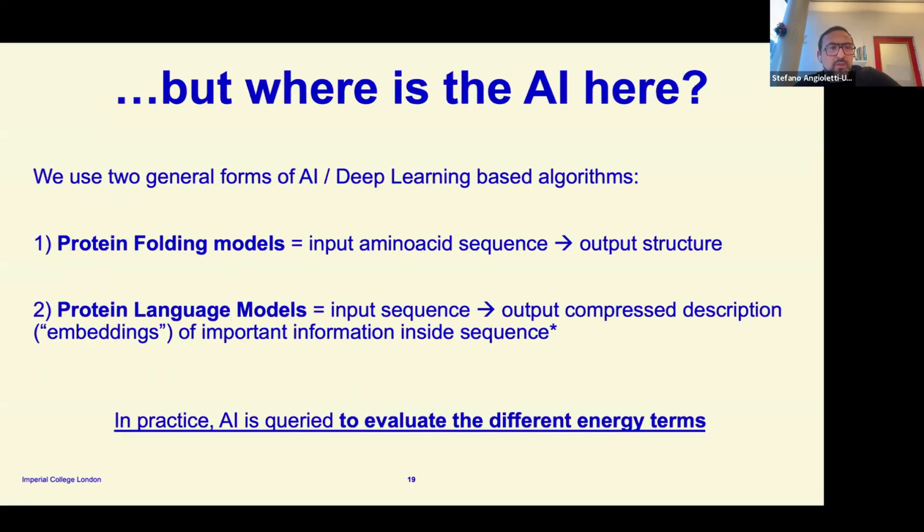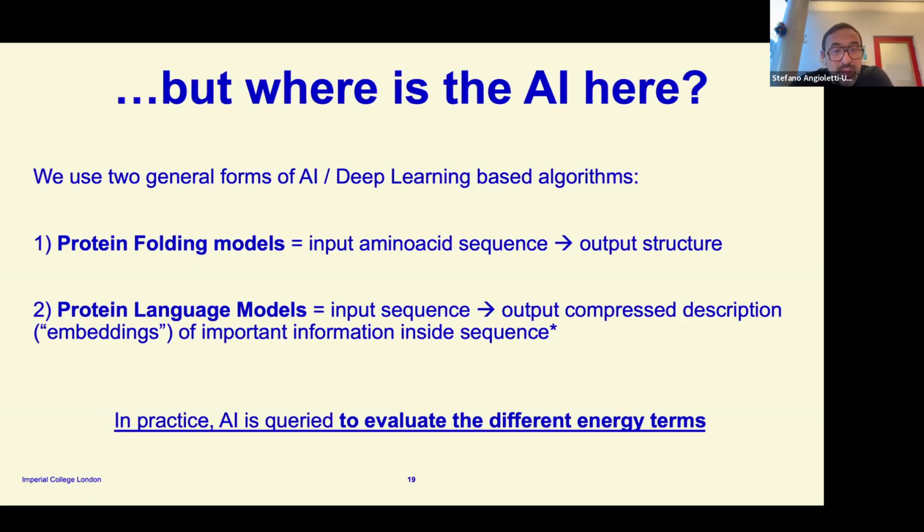Okay, so you might wonder, until now, we discussed directed evolution and so on, but where is the AI in a directed evolution approach? Well, we typically use AI, or what I would call deep learning based algorithms, in two ways for protein design. One is protein folding models. The protein folding model is a deep neural network that takes as input an amino acid sequence and outputs what is the structure of that molecule, of that sequence.